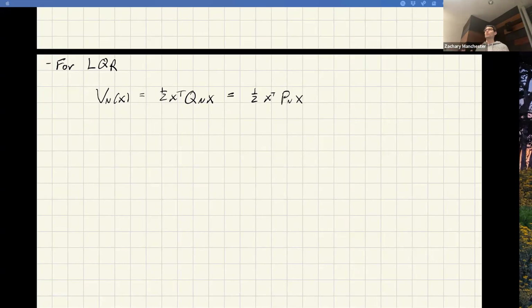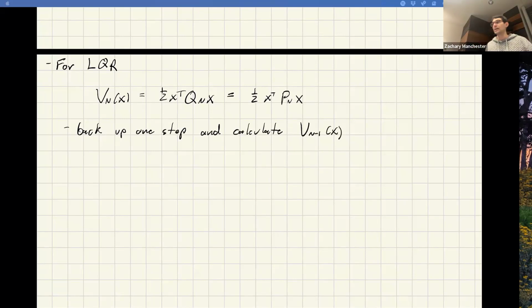It says start at the end, work backwards. What you can end up doing is solving tiny one-time-step problems recursively backwards in time instead of solving one giant problem for the whole thing at once. So let's do that. We're going to back up one step and try to calculate this V n minus 1 of X. So we got Vn of X, that was easy. Now we're going to get V n minus 1.